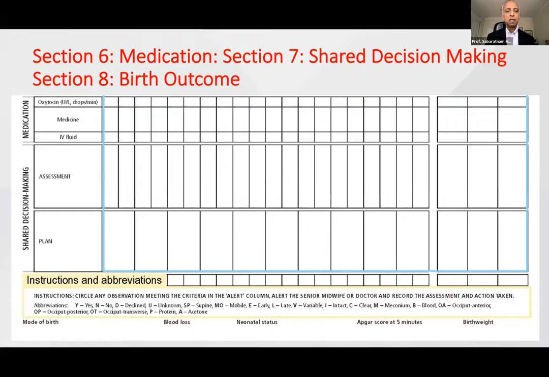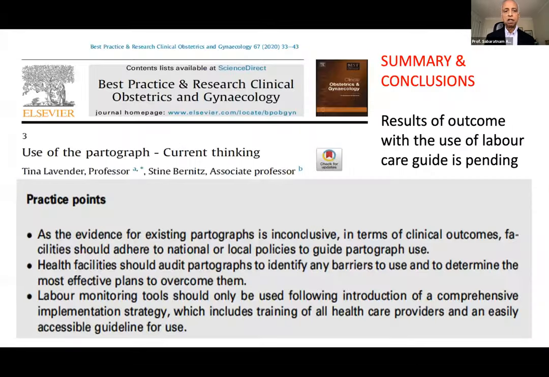And the alert parameters I mentioned very carefully is given right at the bottom here. What to write in these columns? If it is unknown U, if it is supine position, SP, mobile MO, and so on and so forth. And finally, the birth outcome: mode of birth, blood loss, neonatal state, Apgar scores, and birth weight. So it's very composite, telling the whole story about the labor and the outcome.